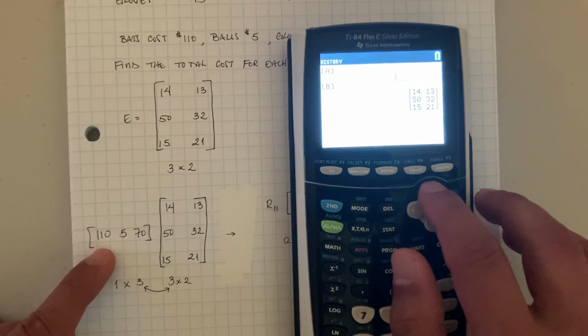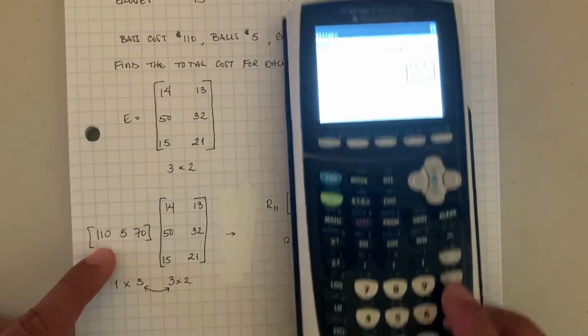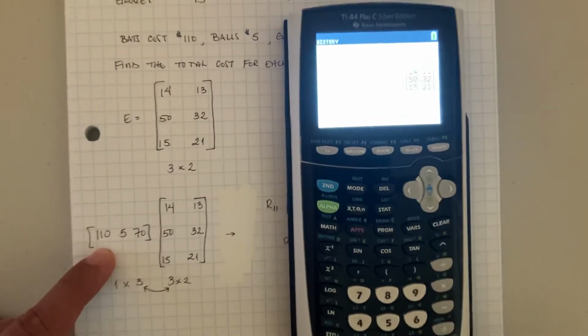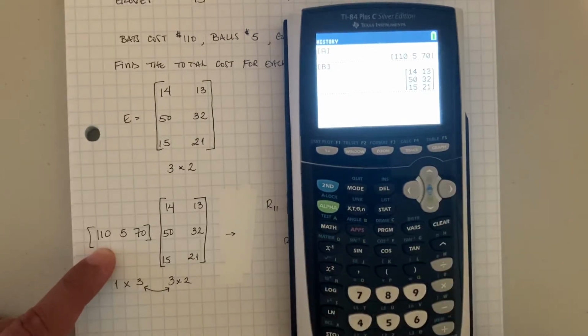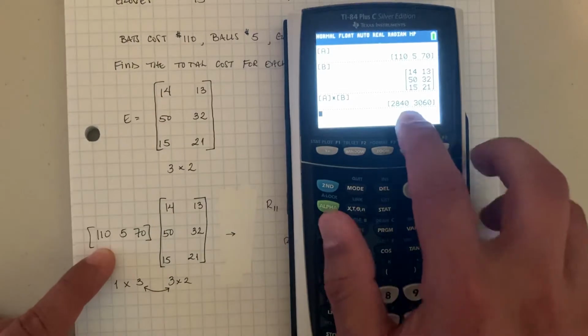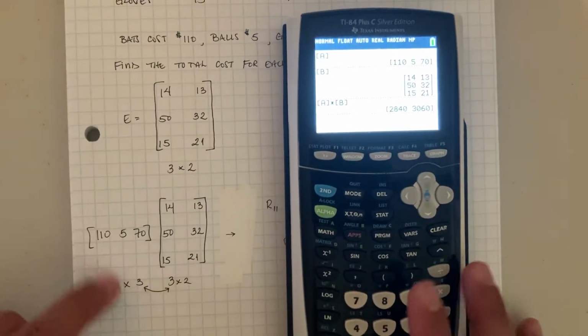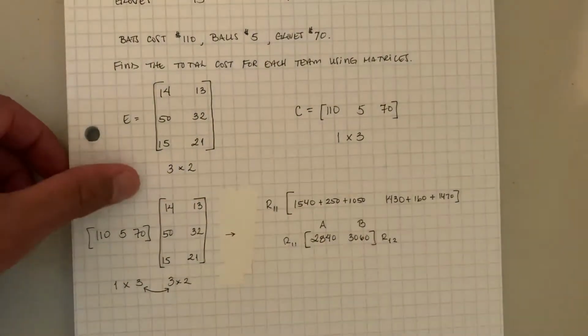Just the buttons here. So A, hit enter. I'm going to multiply it, and then scroll up. B, matrix B, and you should get it. And that's what we got, 2840 and 3060. So very useful. I like it. So quick and easy. All right, let's go ahead and do one more example, guys.